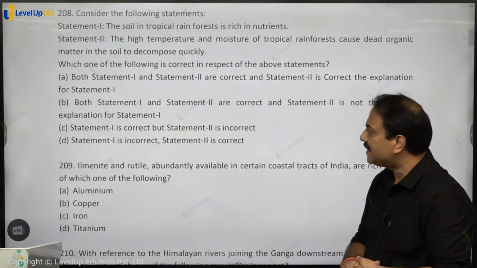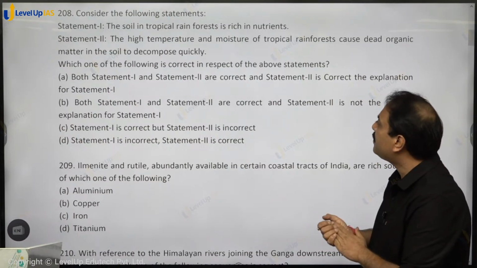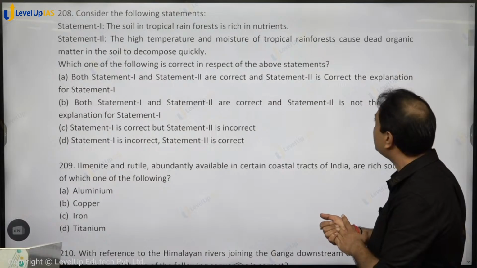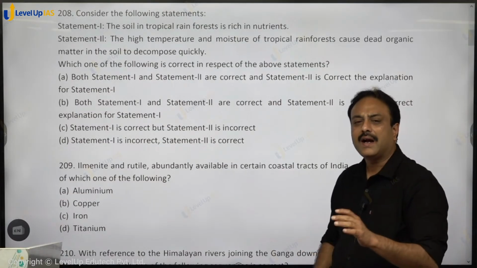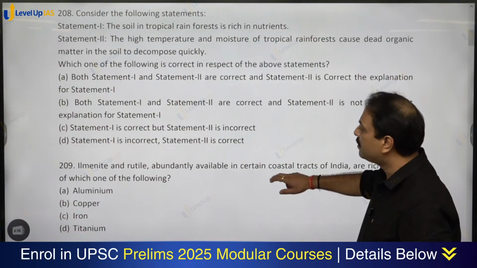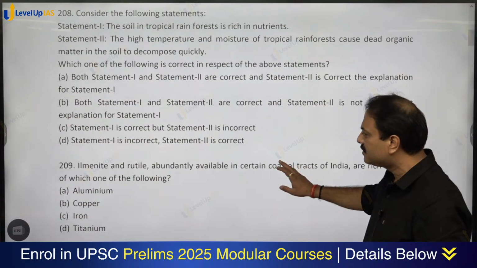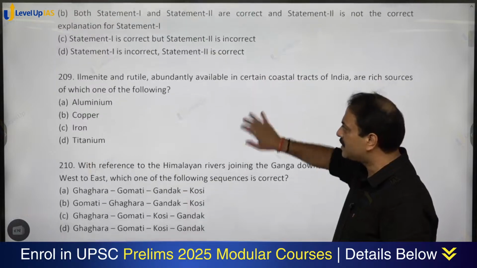So the first statement is wrong because tropical rainforests are poor in nutrients. The second statement is that high temperature and moisture of tropical rainforest cause dead organic matter in the soil to decompose quickly. This is absolutely correct. It decomposes quickly, but it is not added to the soil, it is washed away. That is the problem. So statement 1 is incorrect, 2 is correct. Option D, D for dog, shall become the right answer.